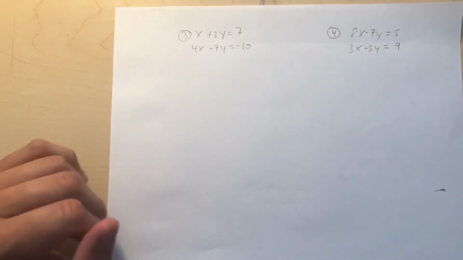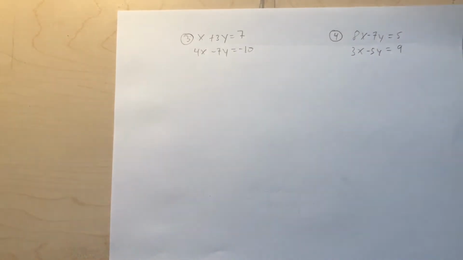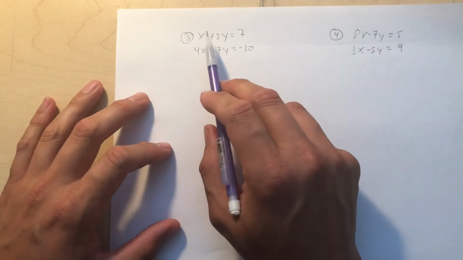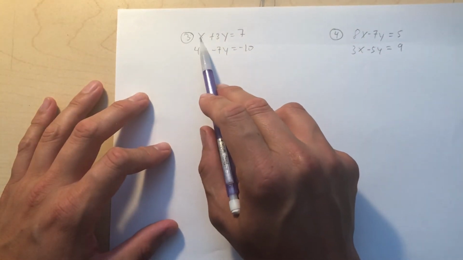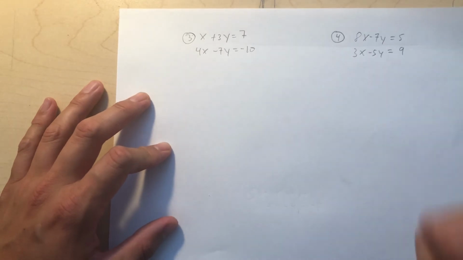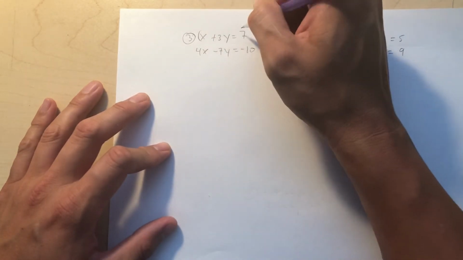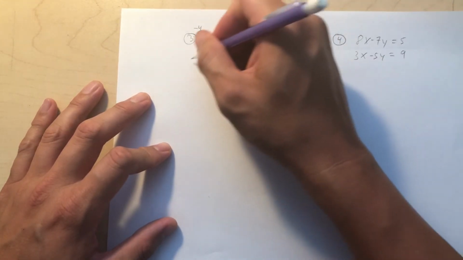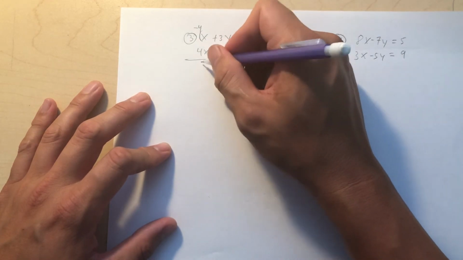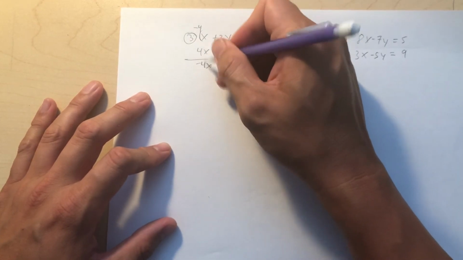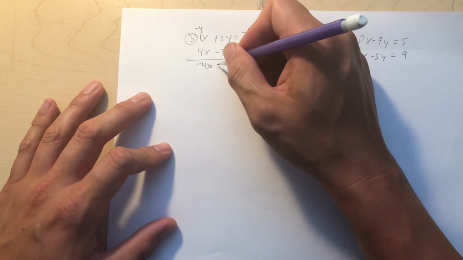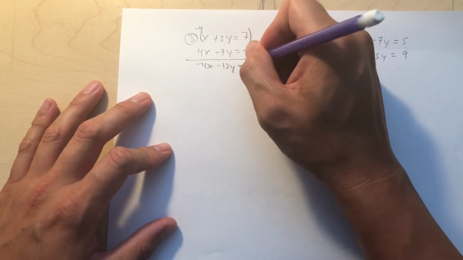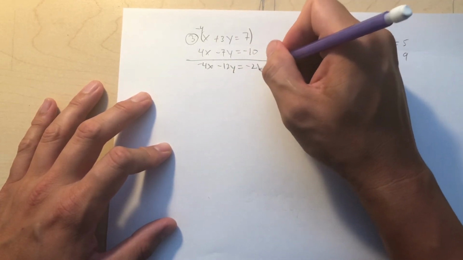Let's take a look at number 3. Again, analyze the problem first, and I realized, wait a second. This one here, if I turn that into a negative 4, when you think about turning something, think about multiplying. So if I multiply the top part by negative 4, I will make that into a negative 4x, which is great because I can cancel those two now. That will give me a negative 12y. That will give me negative 28.